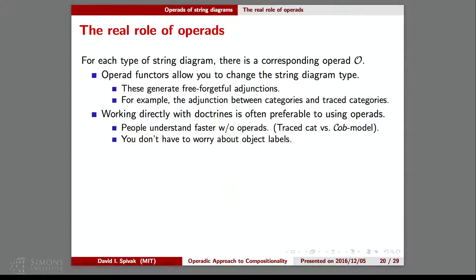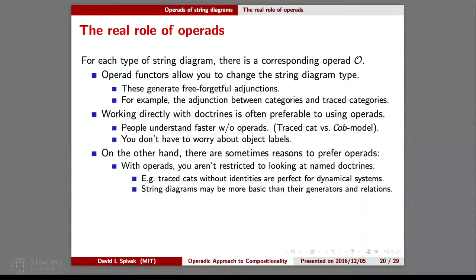Now, working with the doctrines directly is often preferable to using operads. Working with traced monoidal categories is often preferable to working with Cobb algebras because people understand it faster, we're more used to it, we can calculate with those things. You don't have to worry about object labels, which, as I said, annoys me.